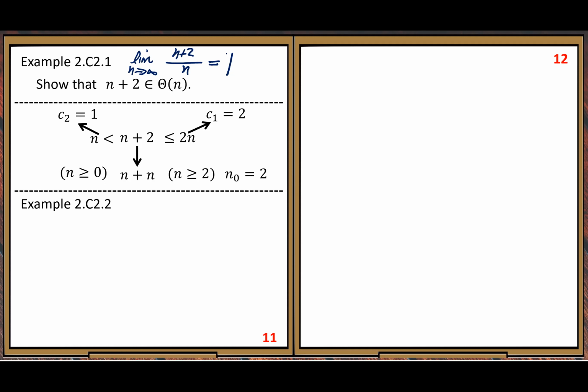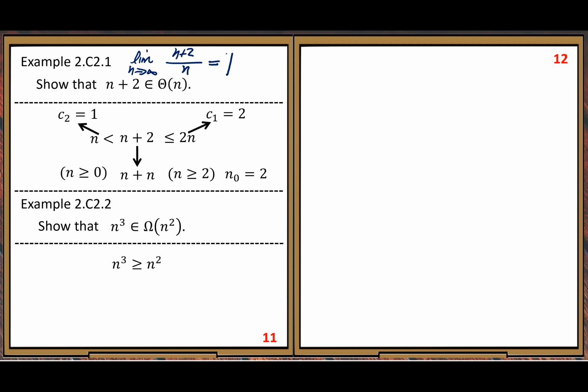All right. Second example. This time, n cubed belongs to big omega of n squared. Big omega, lower bound, right? C multiple of n squared can be used as the lower bound for the n cubed function. Now, first, understand that meaning. Then we can work on it.